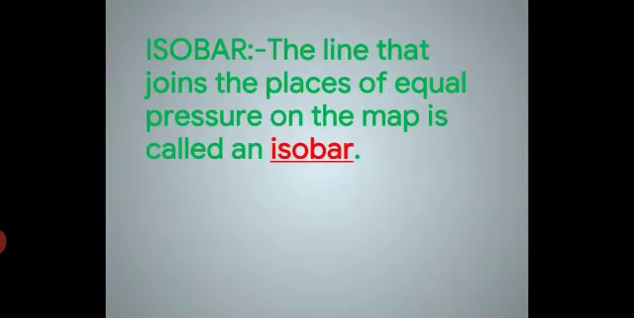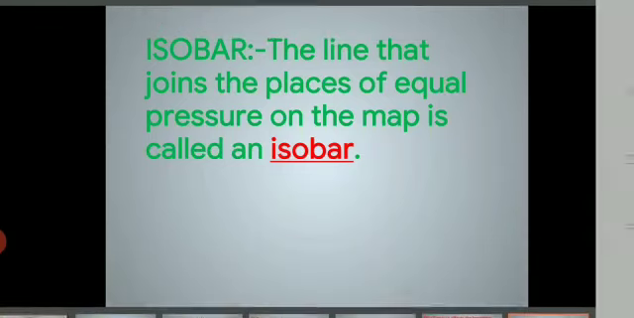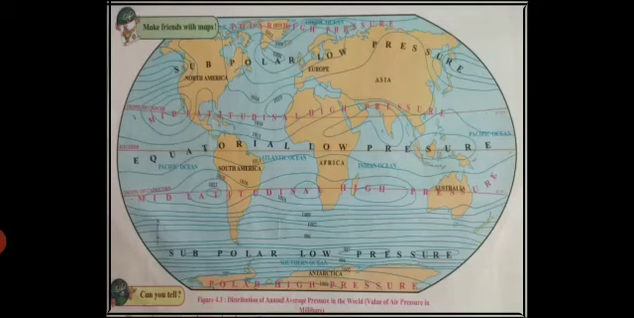The next subtopic is isobars. The line that joins the places of equal pressure on the map is called an isobar. Observe the map given on page number 19 and let's study the distribution of air pressure. In this figure, distribution of annual average pressure in the world is shown and the value of air pressure is shown in millibars.